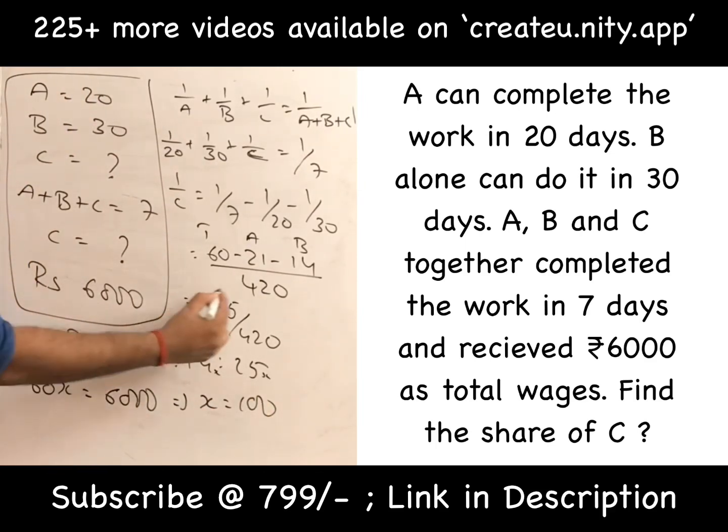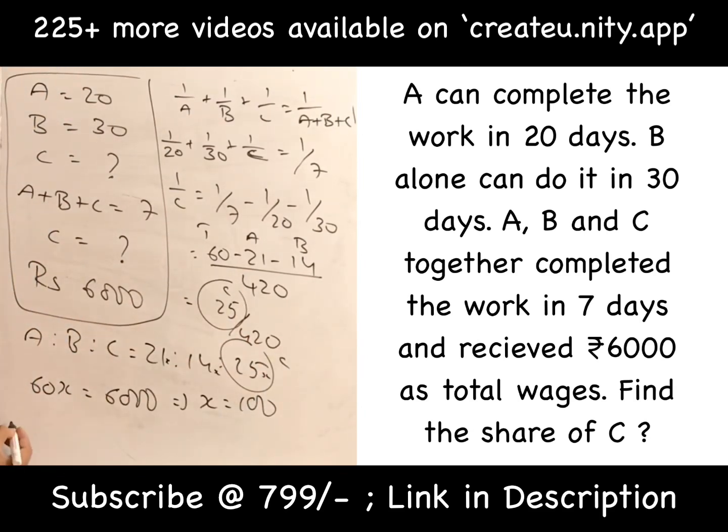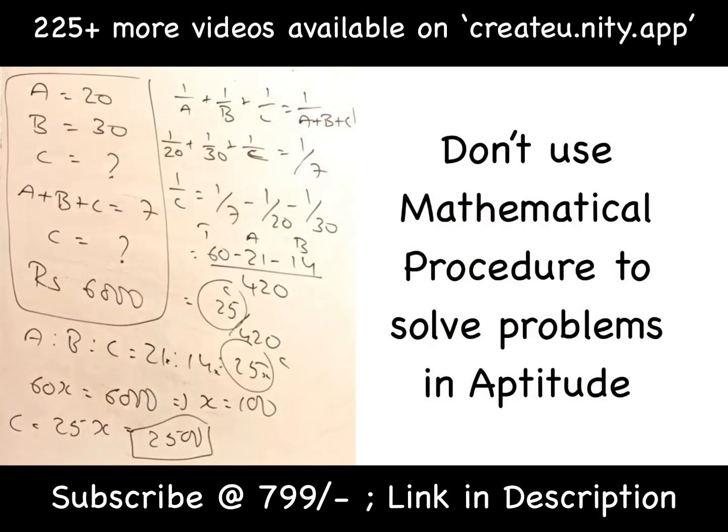And my question was C's share. C's share is 25X. 25X is equal to 25 into 100, that is 2,500. Your answer for this question will be 2,500. But this is why it becomes a very difficult question to solve.